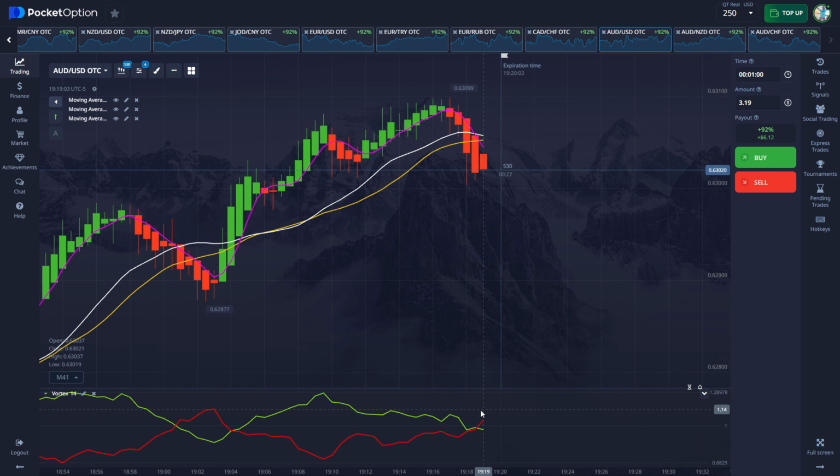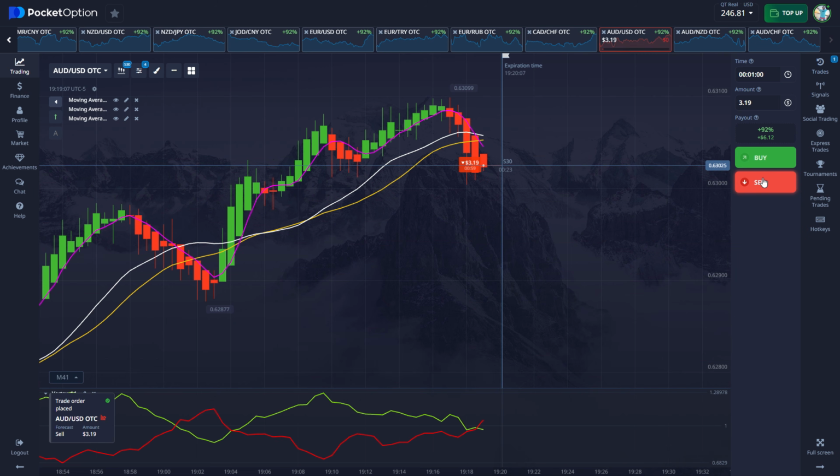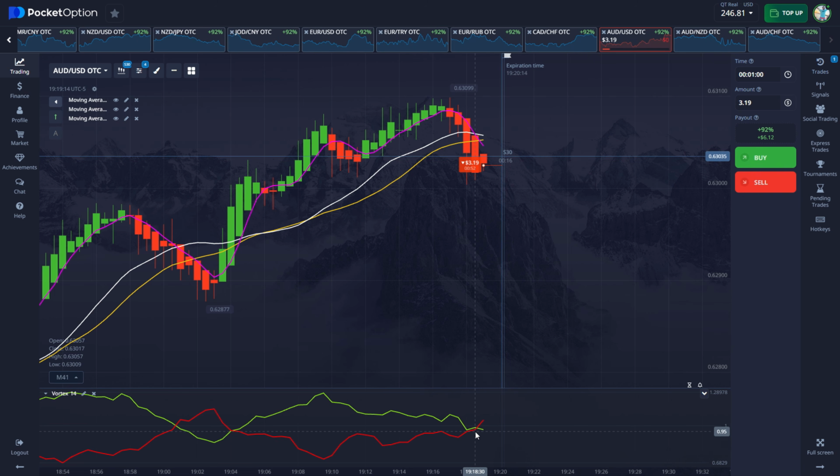We have a red candle. We have crossed, and we are going to sell this down. So this is a 1-minute trade, and with this confirmation here and these confirmations here, this will continue to push down if all things are considered. So we're just going to give this 1 minute.